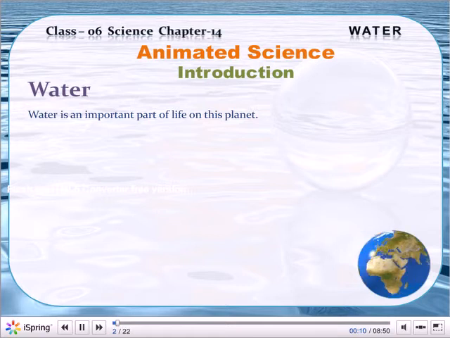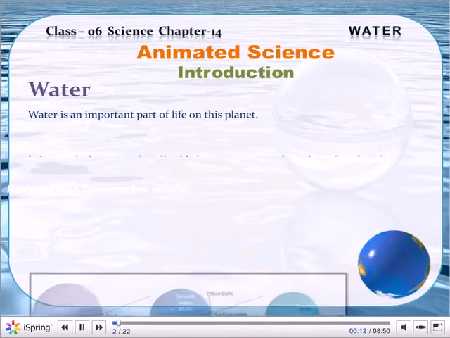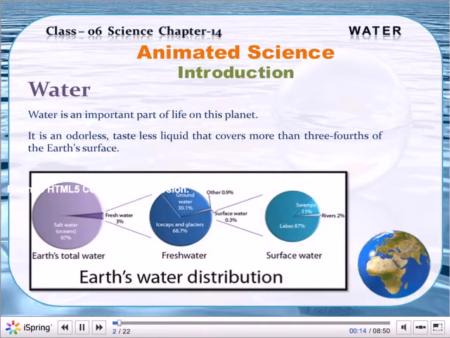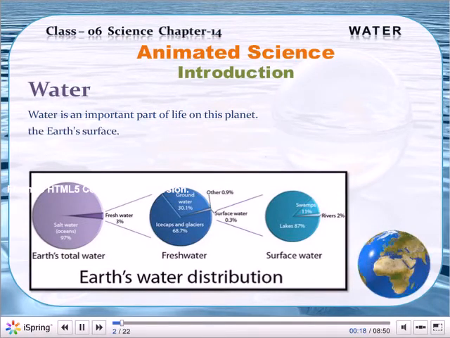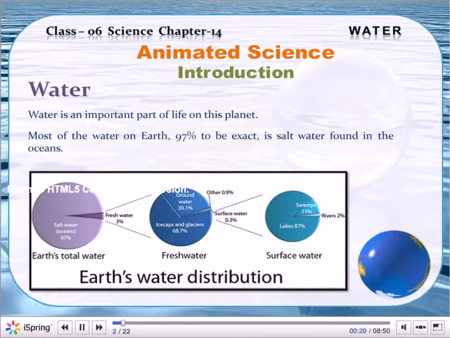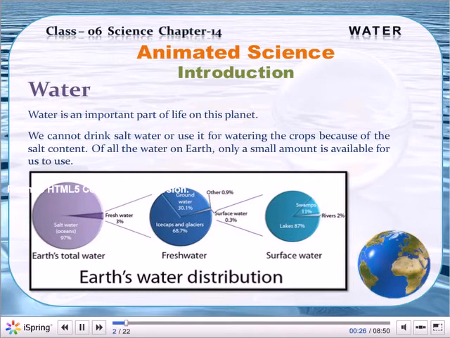Water is an important part of life on this planet. It is an odorless, tasteless liquid that covers more than 3/4 of the Earth's surface. Most of the water on Earth, 97% to be exact, is salt water found in the oceans. We cannot drink salt water or use it for watering the crops because of the salt content.